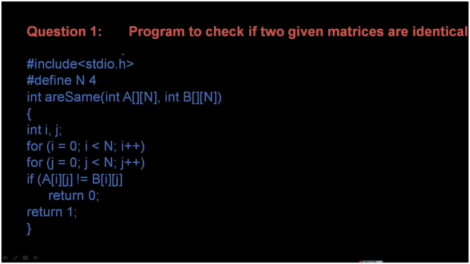So our first question is program to check if two given matrices are identical or not. So we will start. We have included all the header files. After this, we have defined n is equals to 4. We have defined it. After this, we are writing one function.